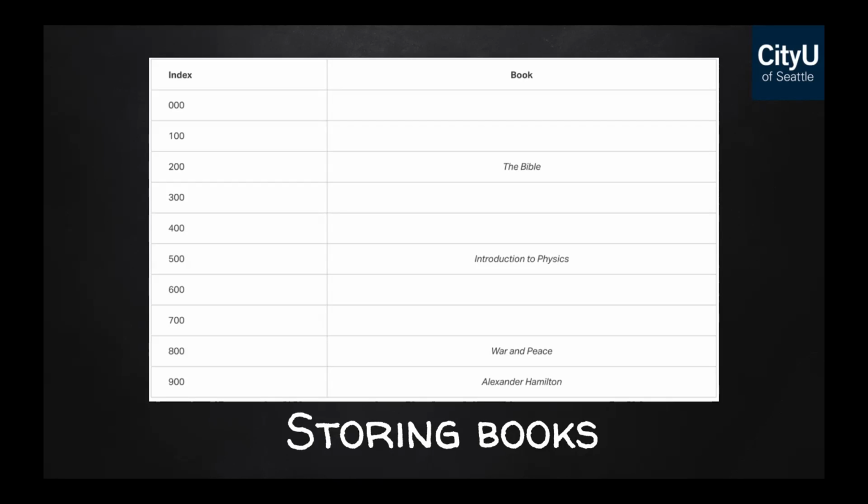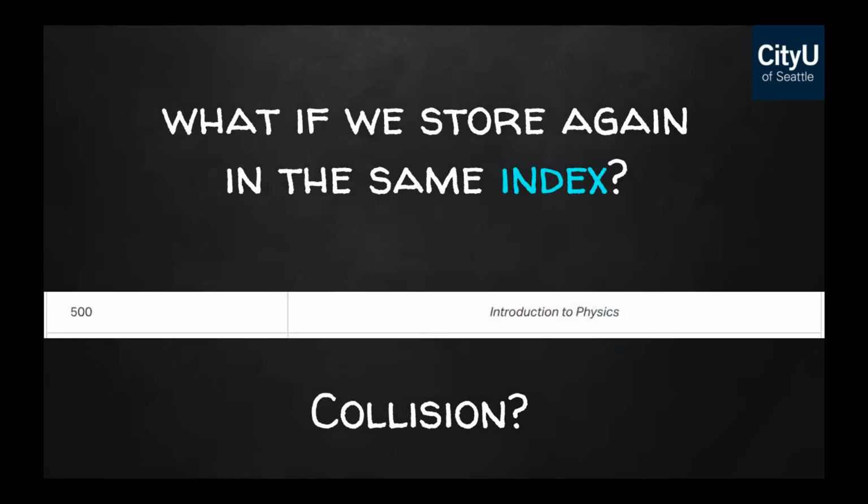Interestingly, with hash tables we can also encounter collisions. So now your problem is, what if I have another book and I want to put it at the same index, right? Will it overwrite it? Yes, it may, it can, it would overwrite that.